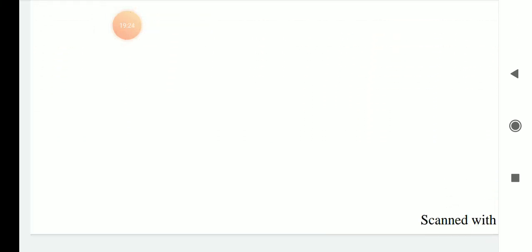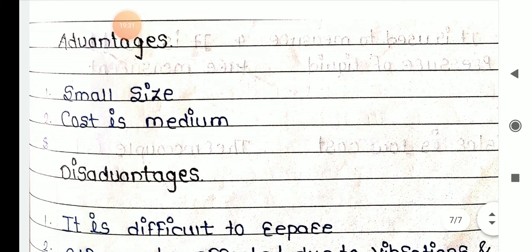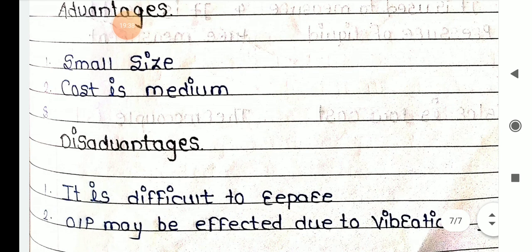So next, applications. What are the applications of the diaphragm? First one, it is used in high over range characteristics. Second one, it is used in absolute and differential pressure. So briefly, we have discussed the classifications of pressure measurements. I hope you people have understood these points.